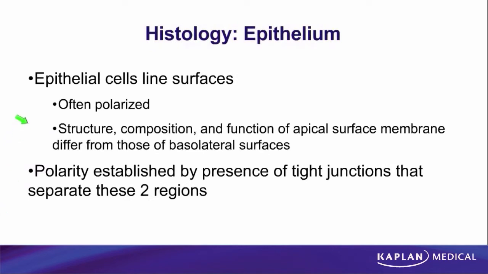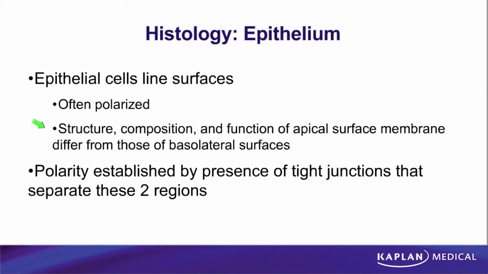So epithelial cells, the one characteristic that we can certainly say about them is that they line surfaces. Those surfaces may be external surfaces, like the surface of the skin, or internal surfaces, like the surface lining a lumen, the lumen of, let's say, the esophagus or the trachea. Often these epithelial cells are polarized, meaning that one side of the epithelial cell functions in a way different from the other side and has different modifications to accommodate those functions.